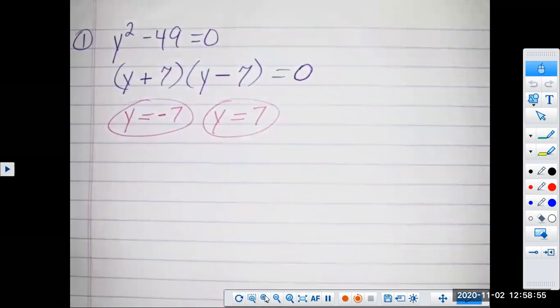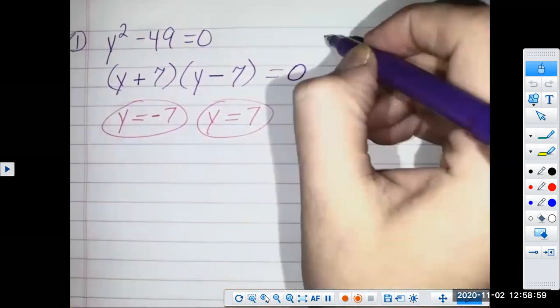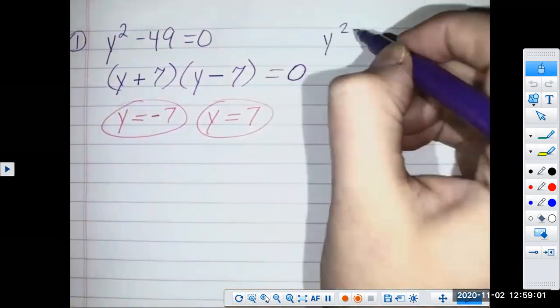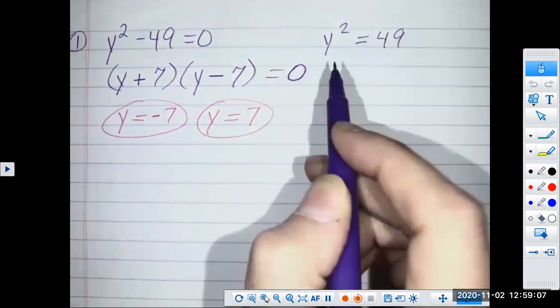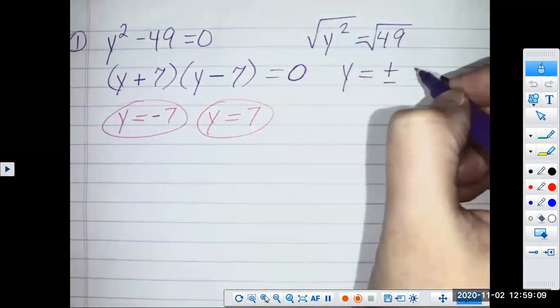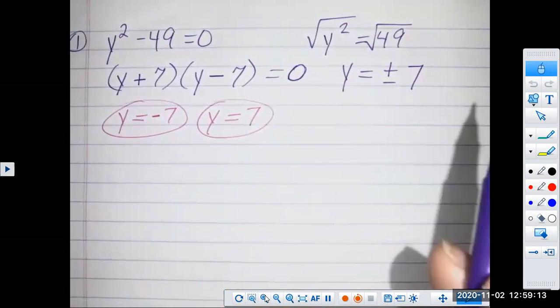Okay, the other way that you could solve that, notice that this does not have a y term. So you could isolate y squared and then take the square root of it, and you would get positive and negative 7. So that's the other way.